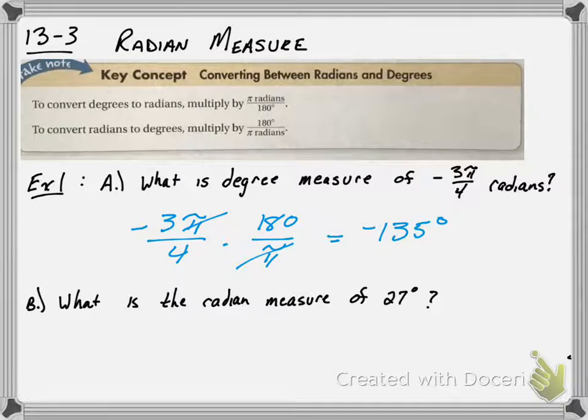Now the opposite, going from degrees to radians, you're going to multiply by pi over 180 because radians always have pi in it because everything's in terms of pi. So 27 times pi over 180, which ends up giving you 27 pi over 180, and then just hit 27 divided by 180 and it'll reduce it for you in your calculator, and that's how you get 3 pi over 20 radians.